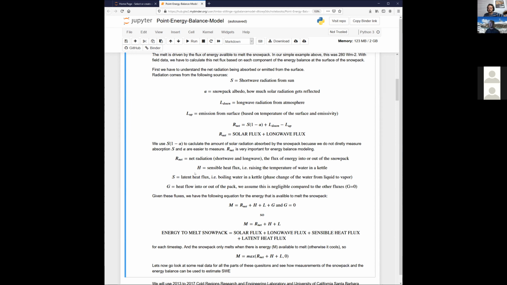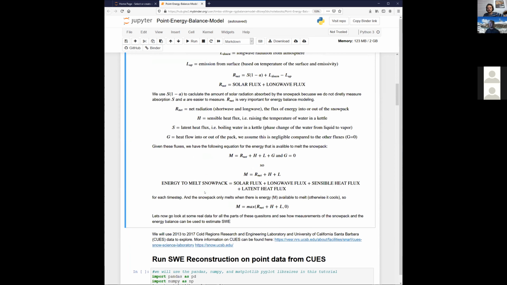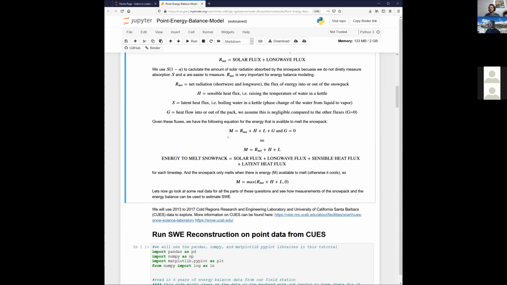The last flux, which Carl mentioned in his lecture, is this heat flow in or out of the snowpack. And we're going to just assume for our purposes that this heat flow is negligible. That's because over the course of a day, this generally balances out to be equal to 0, where about the same amount of heat flows in and out of the pack. And so by setting it equal to 0, we can solve these equations and we don't have to worry about that term. And so now we get down to the main equations that we use for doing our reconstructions and estimating melt.